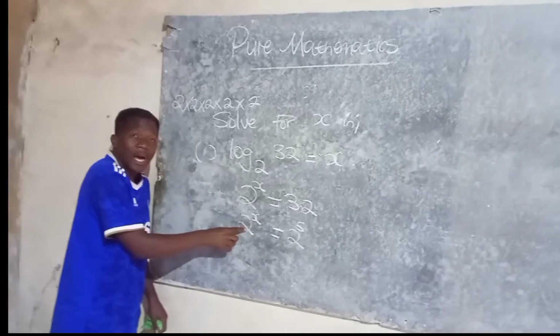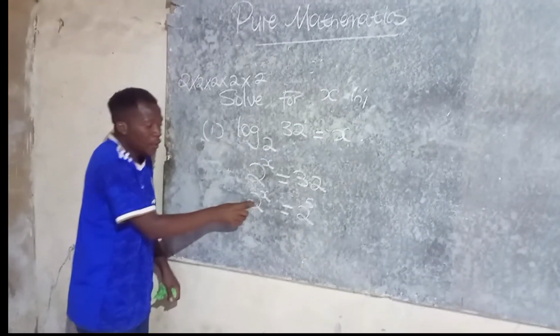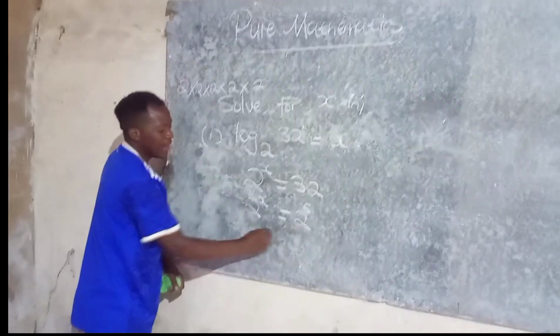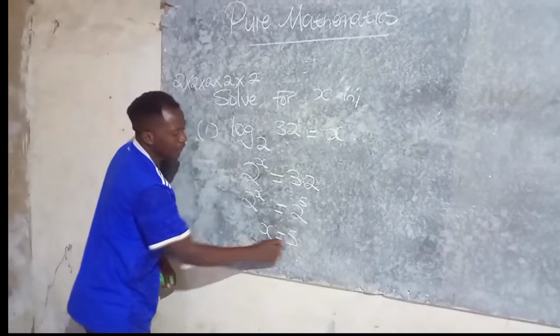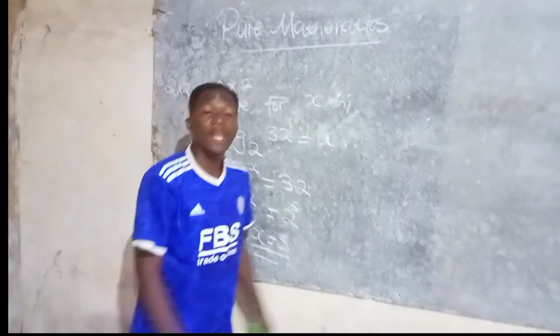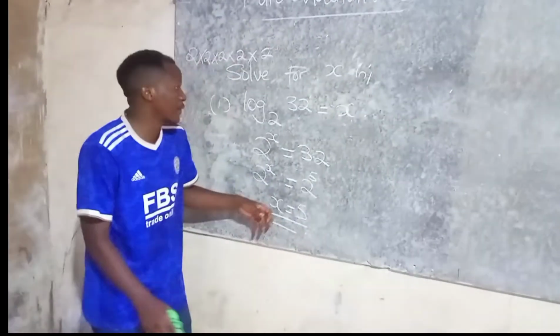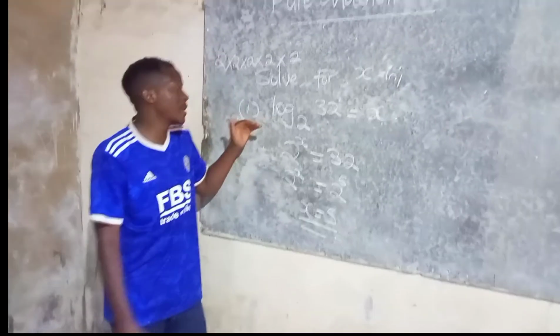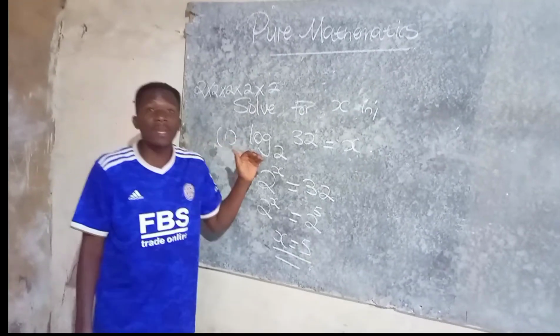So the bases are now considered the same. 2 is equated to 2. Therefore, x is equal to 5. Having done that, it means we've solved for x. And this is how you are supposed to solve logarithmic functions.